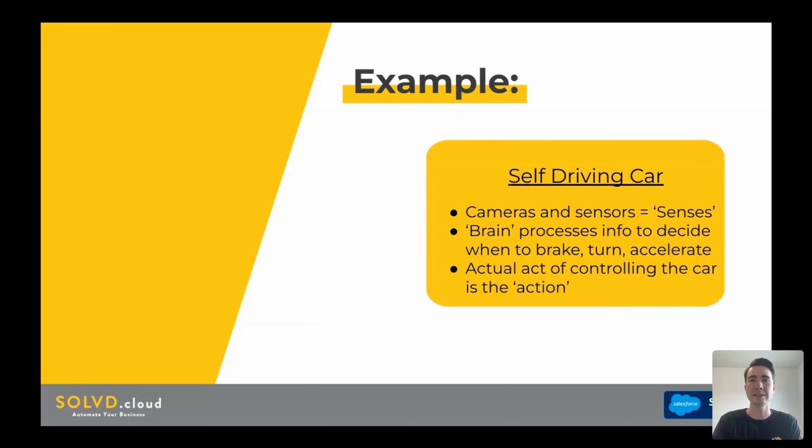To close this out, I'd like to give a real world example. And the one that I thought of was a self-driving car. So if you think of it, the cameras and the sensors on a self-driving car, it senses. That's how it perceives its surroundings and it reacts to new information, right? The brain is what would process the information to decide when should the car brake, when should it turn, when should it accelerate. And then the actual act of controlling the car is the action. That is the goal that it's striving towards, is taking action using its senses and brain to improve over time.